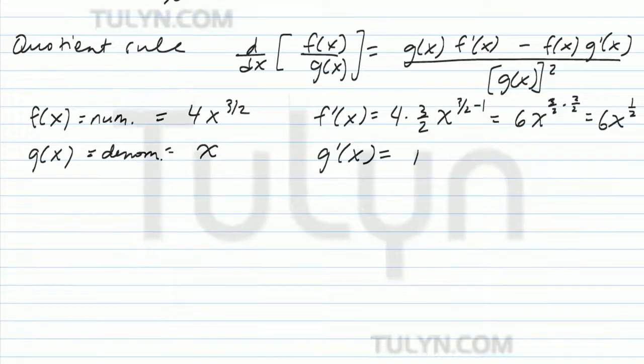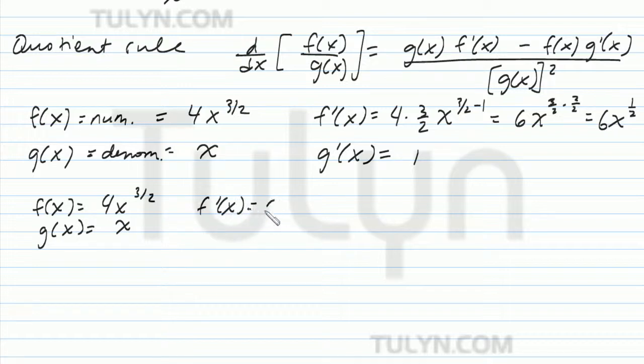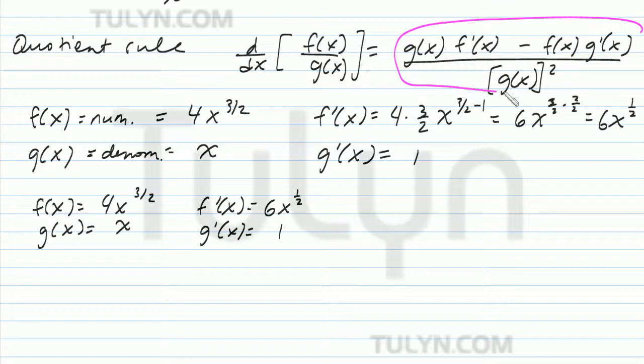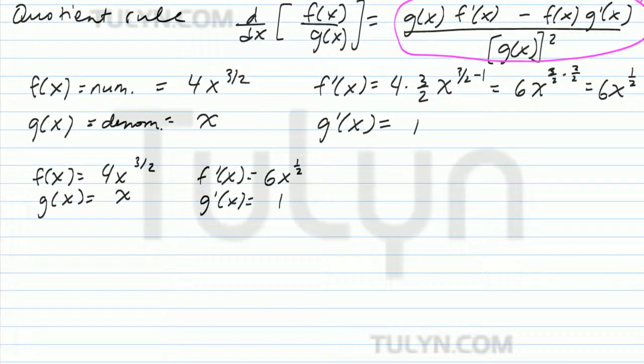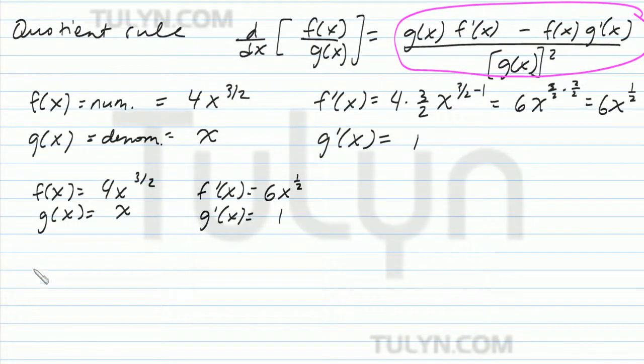So go ahead, let's copy this so it's easier. f of x is equal to 4x to the 3 halves power, g of x is equal to x, f prime of x, the derivative of f of x, is equal to 6x to the half power, g prime of x is equal to 1. And let's plug it into the function for the quotient rule, and it's going to be as follows. The derivative with respect to x of 4x to the 3 halves power divided by x.